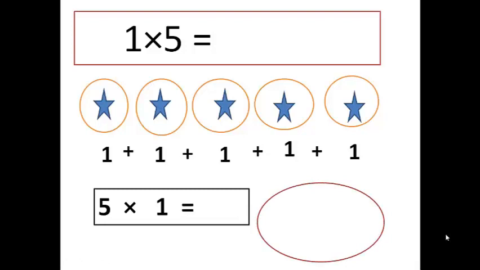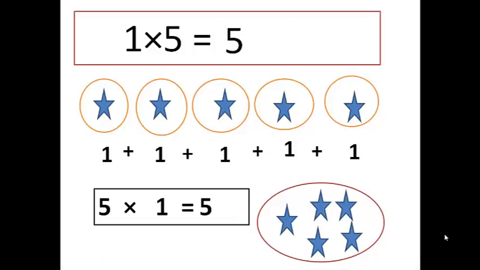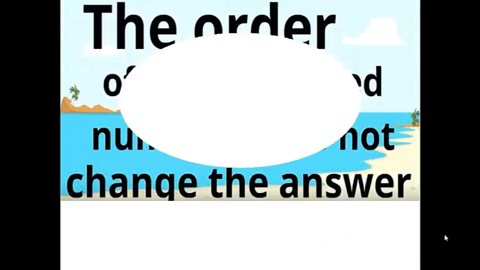5 times 1. One group. In the group, how many stars? 1, 2, 3, 4, 5. Equals 5. Yes, it means 1 times 5 equals 5, or 5 times 1 equals 5. You can draw 5 groups, in each group 1. Count 1, 2, 3, 4, 5. Or you can draw one group with 5 stars. It means if you multiply any number by 1, it equals the same number.